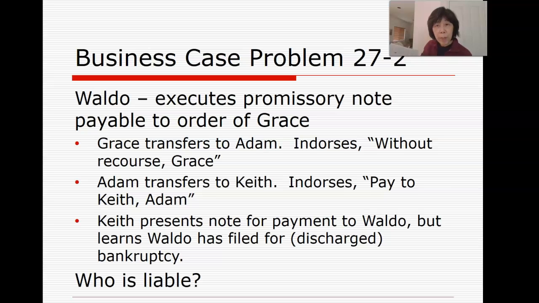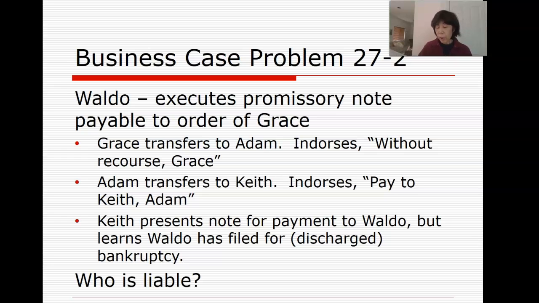All right, this is problem 27-2 from your textbook. Waldo makes out a negotiable promissory note payable to the order of Grace. Grace endorses the note by writing on it without recourse, signed Grace. And then she transfers the note for value to Adam. Adam, in need of cash, negotiates the note to Keith by endorsing it with the words, pay to Keith, Adam.